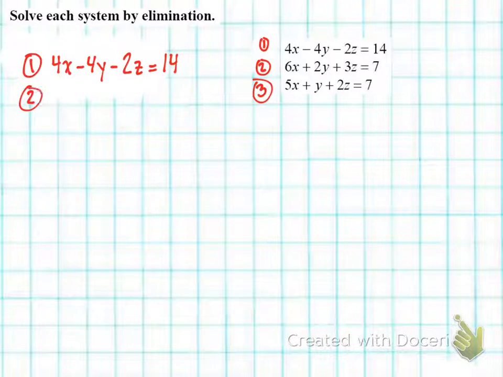Number 2. Okay, I got to convert it so that the y's are 4. So what do I multiply equation 2 by? 2, right? So we're going to multiply this by 2. So we got 12x plus 4y plus 6z is equal to 14. Okay?